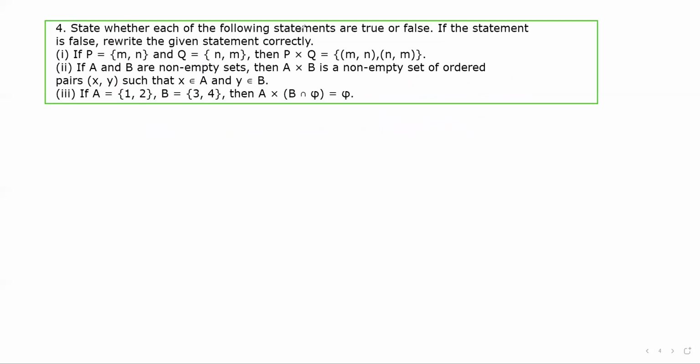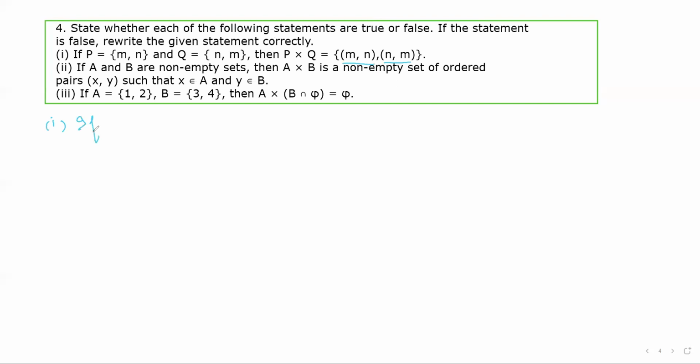State whether each of the following statements is true or false. If the statement is false, rewrite the given statement correctly. So the first statement is, if P is {m, n} and Q is {n, m}, then P cross Q is given. Now this can be understood by observation that it's incorrect because P has 2 elements, Q has 2 elements, so P cross Q should have 2 into 2 is 4 elements. But P cross Q here has 2 elements, first ordered pair and second ordered pair. So let's calculate P cross Q. It's mentioned that if the statement is false, you have to rewrite the correct statement.